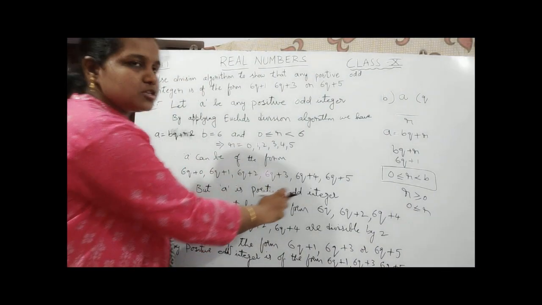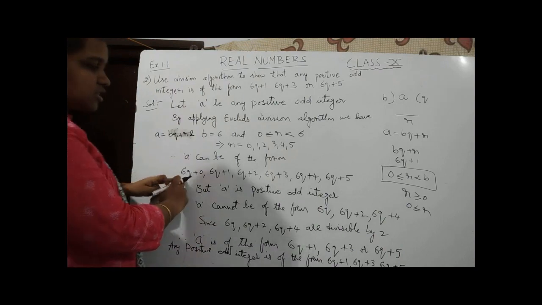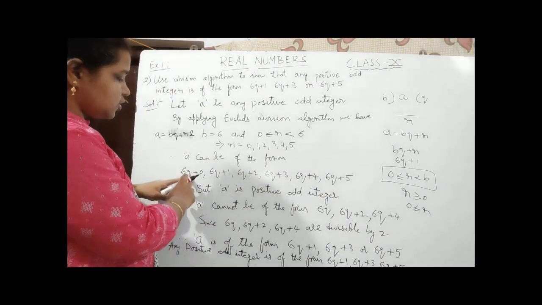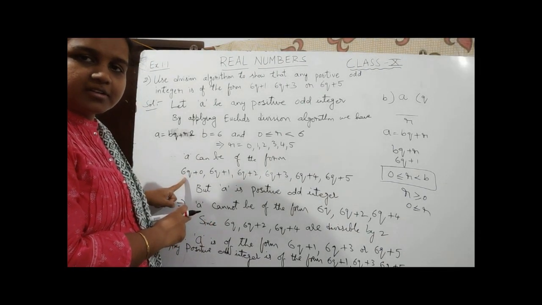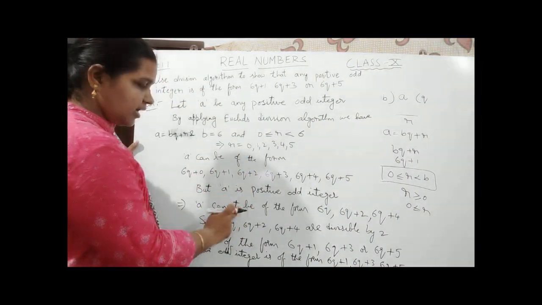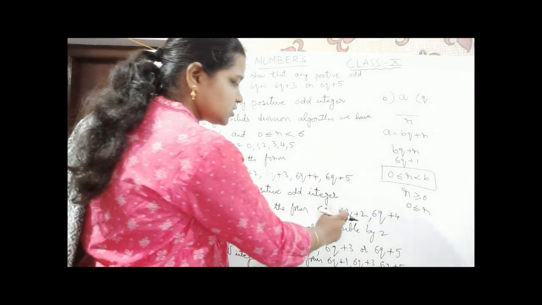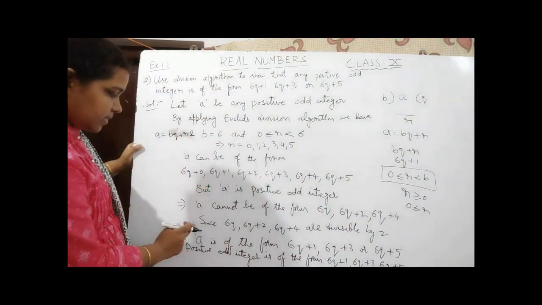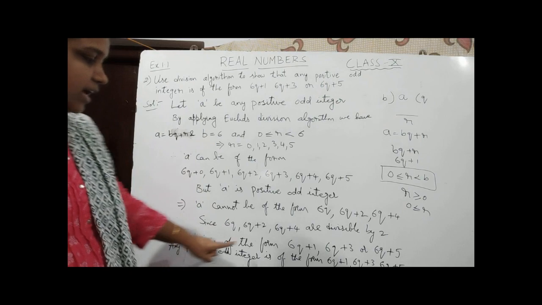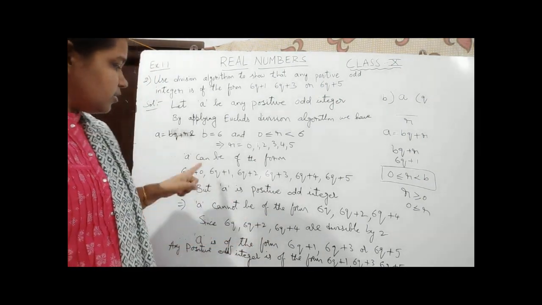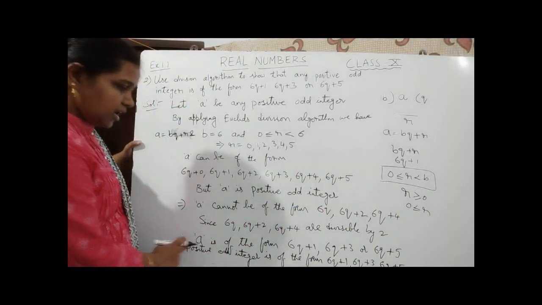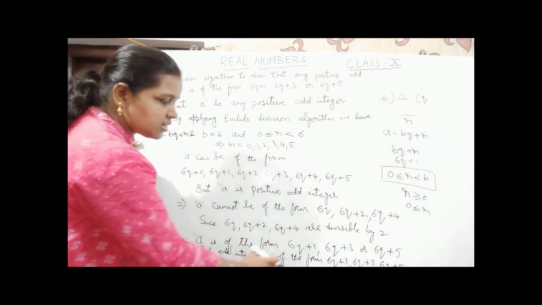So now because A is a positive odd integer, A cannot take the values 6q plus 2, 6q plus 4. Here you have to use a little bit of logic. If I have 6q, it is divisible by 2, which means 2 is a factor. If it is divisible by 2, then it cannot be odd. So A cannot be of the form 6q plus 2, 6q plus 4, because 6q, 6q plus 2, 6q plus 4 are divisible by 2. Therefore, A will be of the remaining forms, that is 6q plus 1, 6q plus 3 and 6q plus 5. So any positive odd integer is of the form.